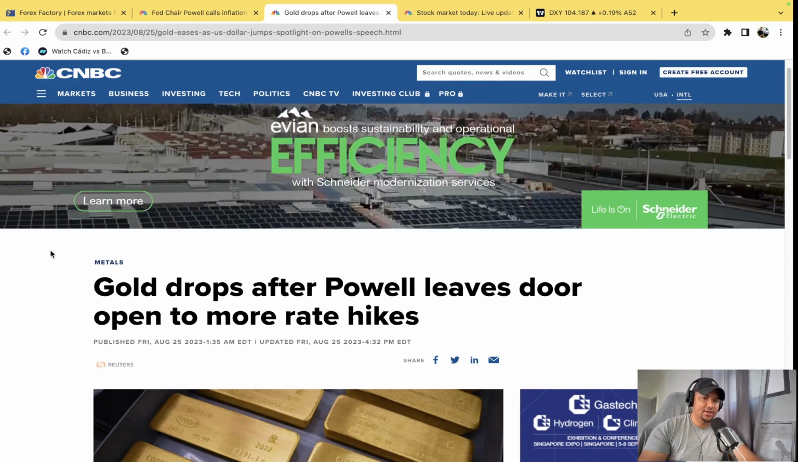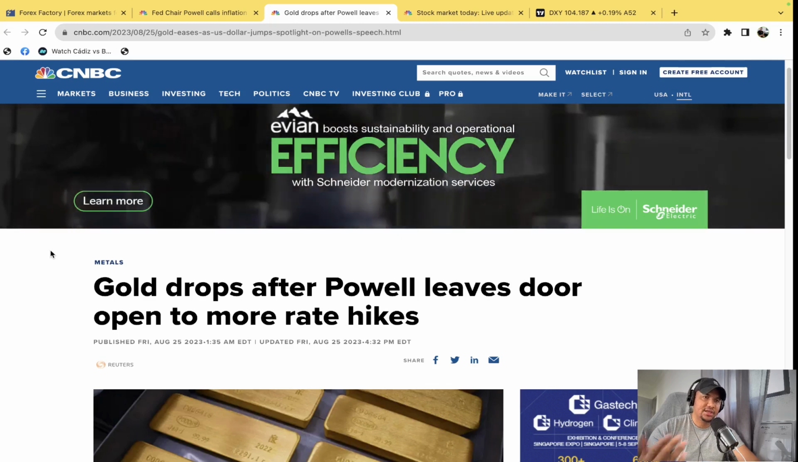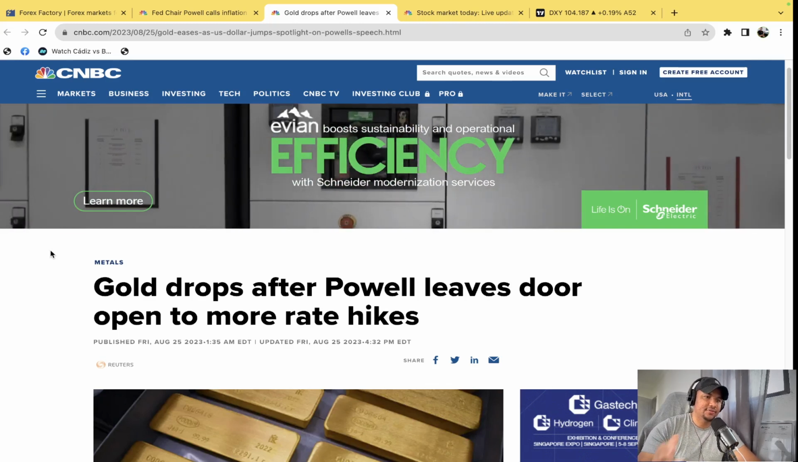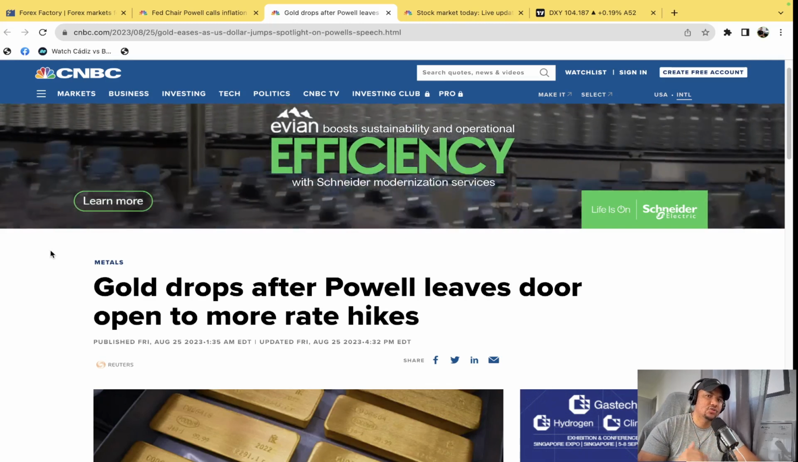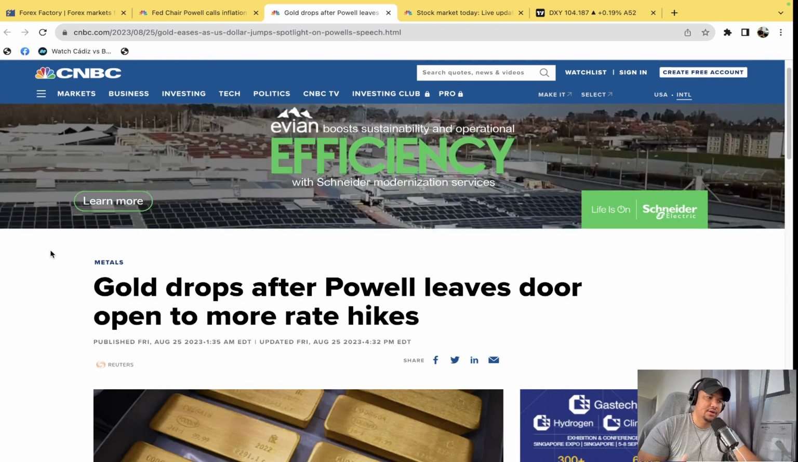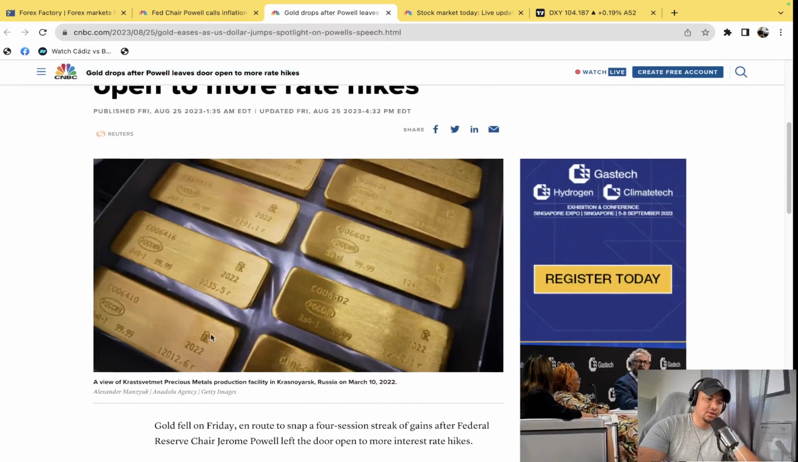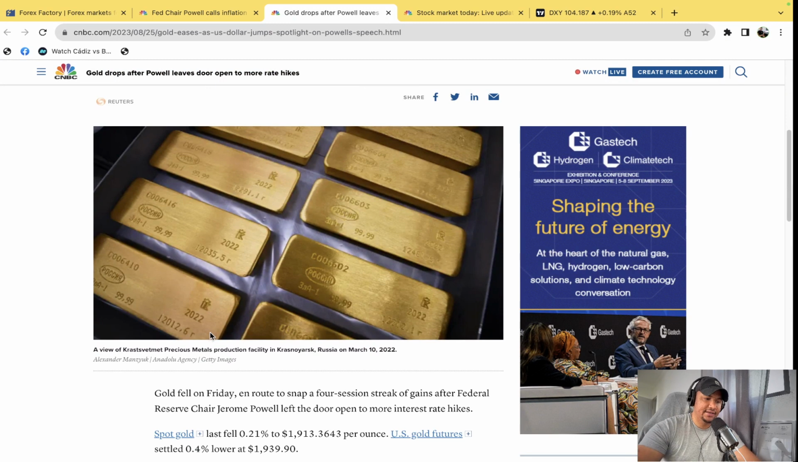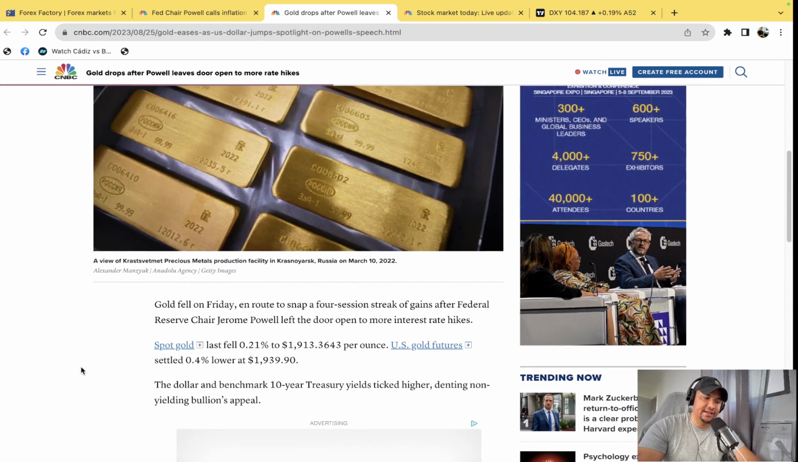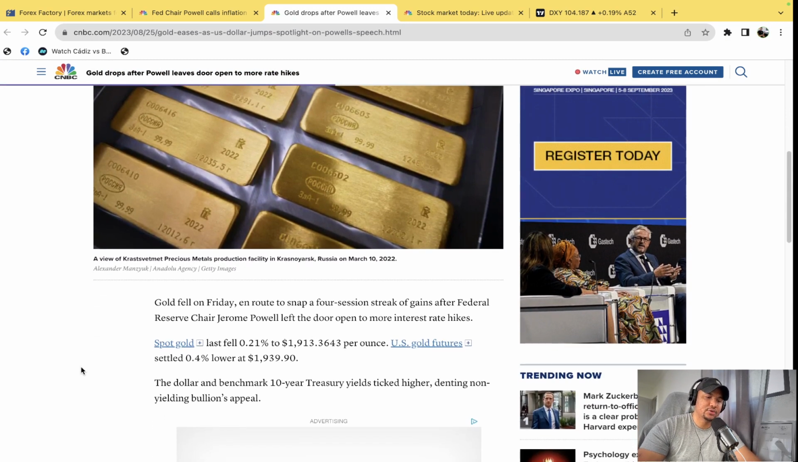Powell comes out and says we're going to hike interest rates. The market goes scared. Anything that is negatively correlated against the index tends to drop below that, and that's obviously one of the reasons why gold dropped. But we anticipated this last week, Friday. It says here gold fell on Friday in a rout to snap four-session streaks.